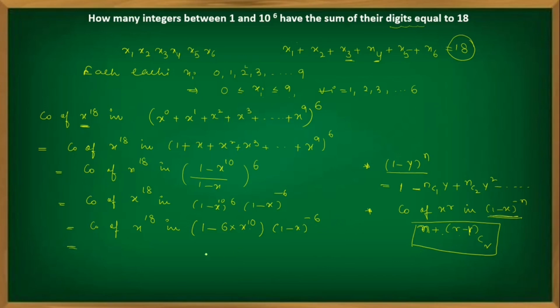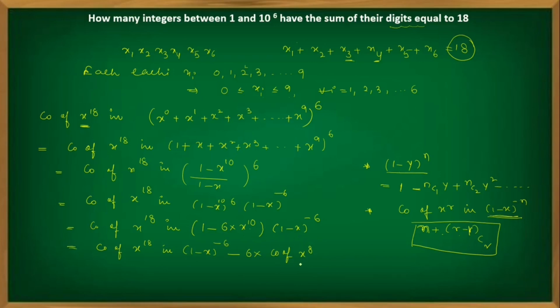So here we will write 1 into the coefficient of x to the power of 18 from this expansion. So we want the coefficient of x to the power of 18 in the expansion of 1 minus x to the power of minus 6, minus 6 into the coefficient of x to the power of 8. I hope you understood this, because already here we have x to the power of 10 and we want x to the power of 18. So therefore x to the power of 8, which gives you x to the power of 18 after multiplication, right?